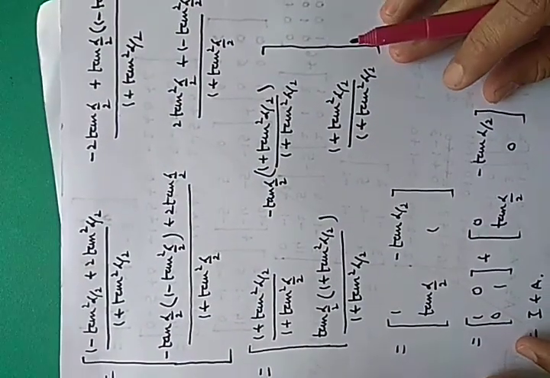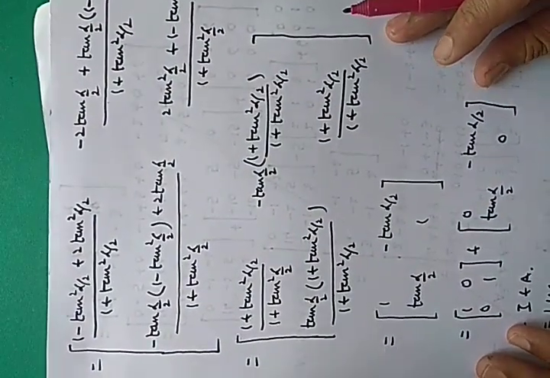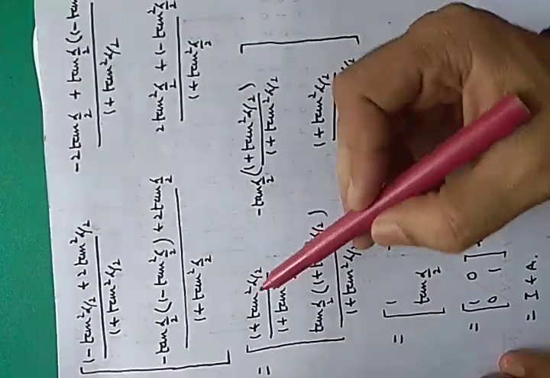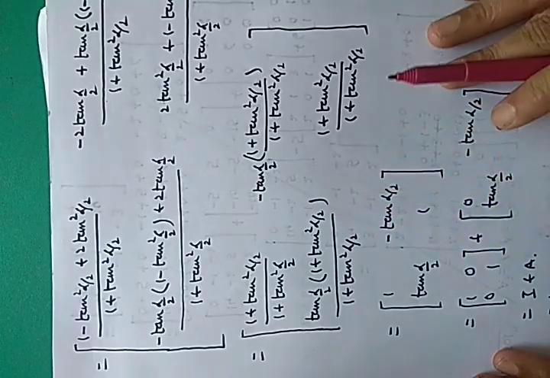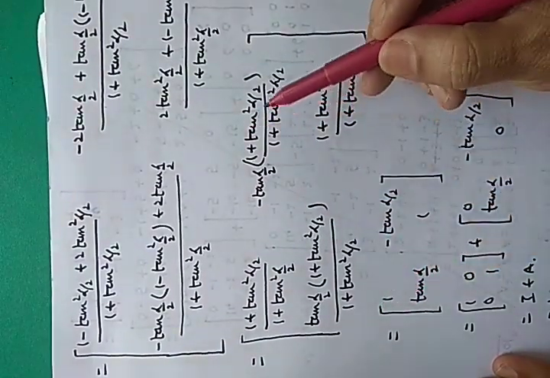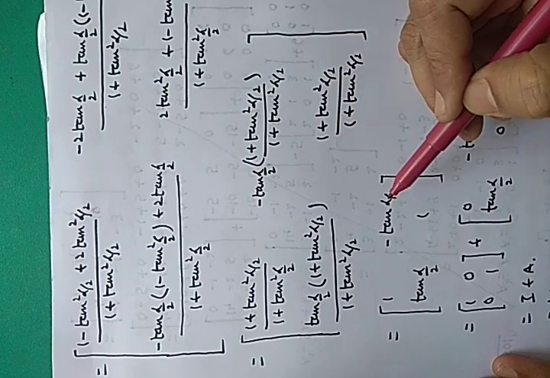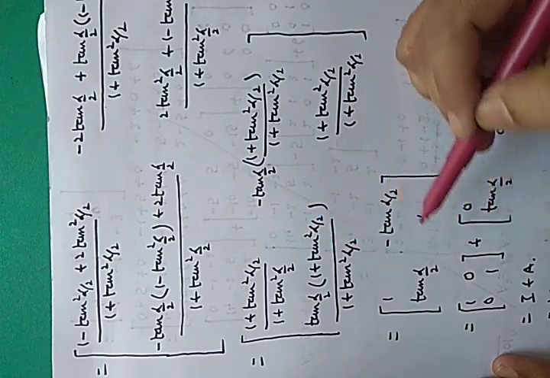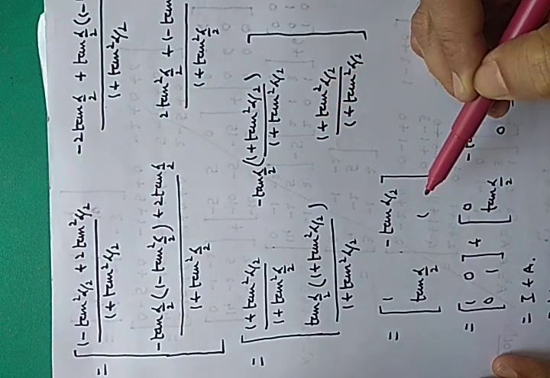Okay, so now you can cancel out. This 1 plus tan square alpha by 2 can be cancelled out with 1 plus tan square alpha by 2. You will get 1. Then this can be cancelled out with this. You will get minus tan alpha by 2. Here you can cancel out these two. You will get tan alpha by 2. And here you will get 1.